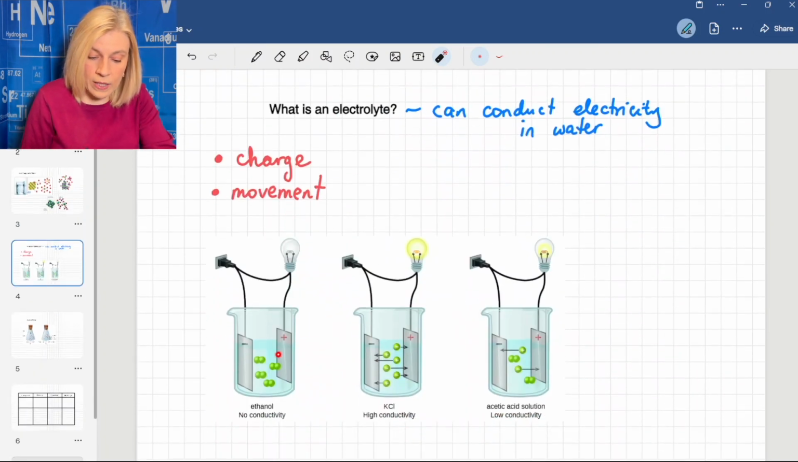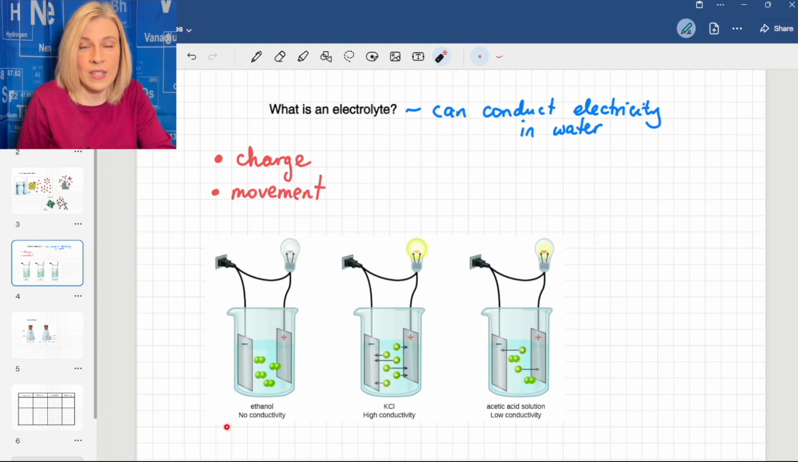There is movement between these two plates and between my electrodes. There is movement, but there is no charge. So therefore, molecular compounds cannot conduct electricity. They are not electrolytes. Drinking sugar water after your race will replenish your energy, but it's not going to help your muscles recover.